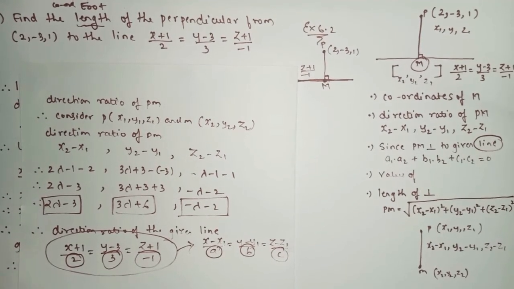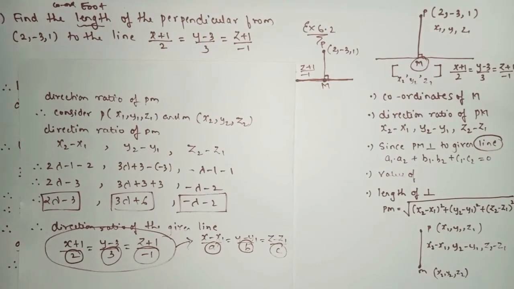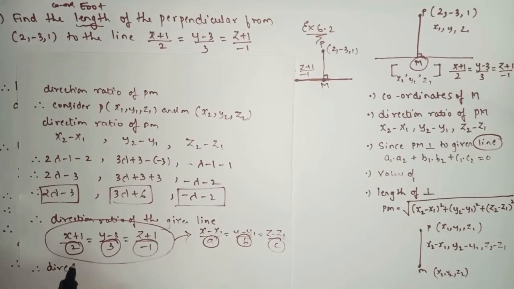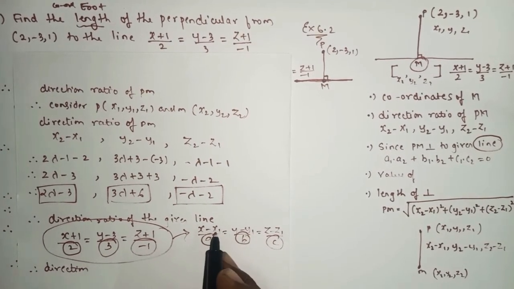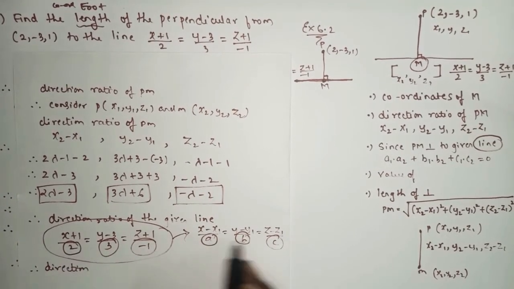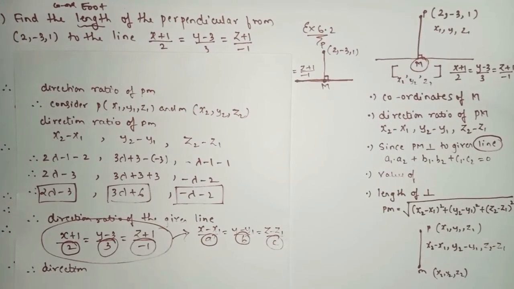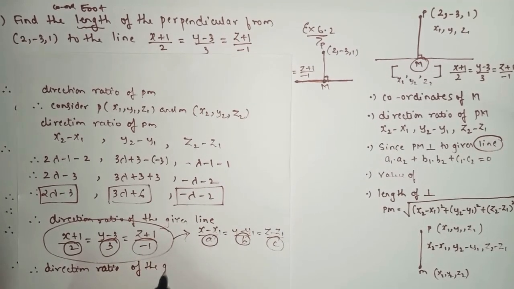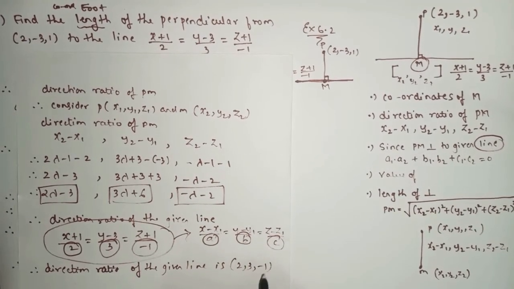Understood the concept? Okay. So in the equation of the line, where is the direction ratio? This 2, 3 and minus 1. So when you compare this equation with the Cartesian equation of the line, clearly we can see that x1, y1, z1 is here and a, b, c is known as the direction ratio. Yes or no? These are all basic things we did in the first video lecture. So the direction ratio of the given line is 2 comma 3 comma minus 1.